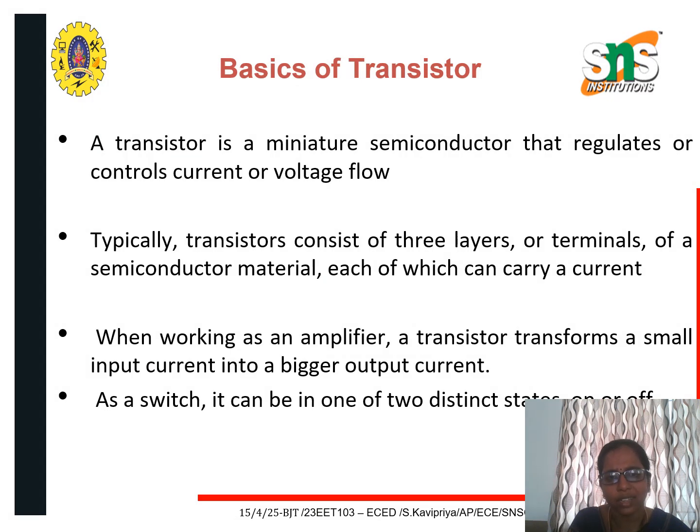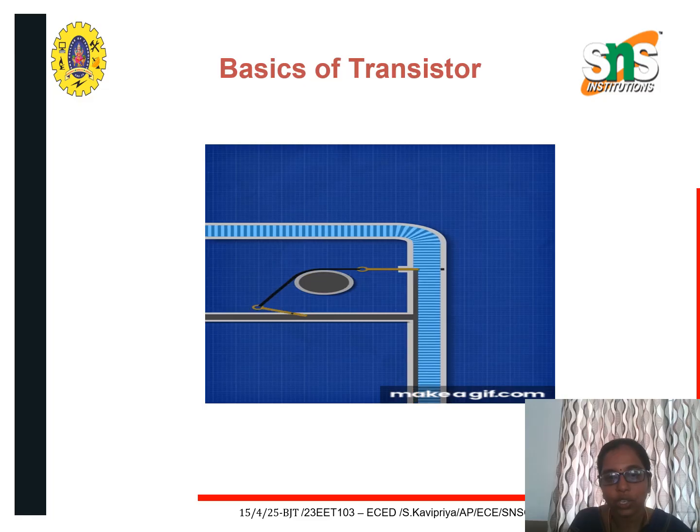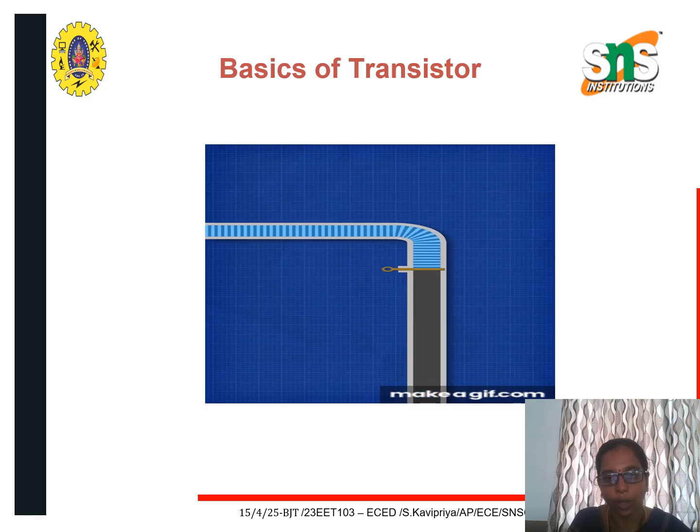And what is this transistor? Transistor is a miniature semiconductor device that is meant for the voltage or current regulation. It is a three-terminal device and each of which will be carrying the current. Transistor can also act as an amplifier. It converts a low input current into a bigger output current. Transistor acts as a switch. So the opening and closing of a switch decides the flow of a current in a particular circuit or a device.